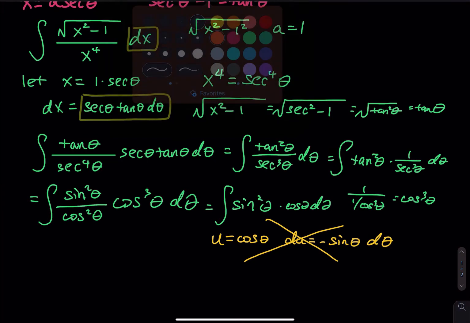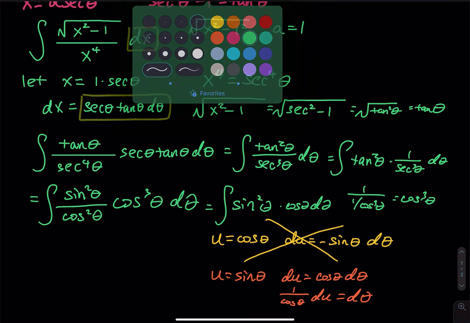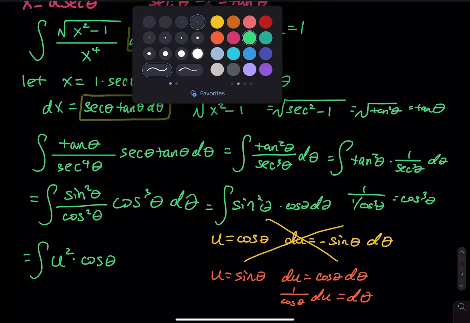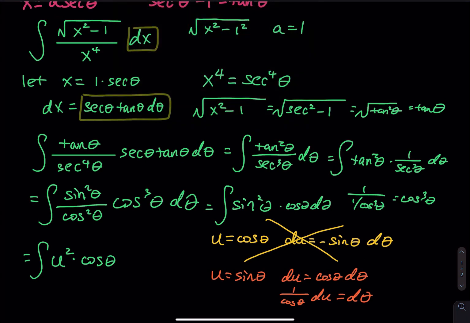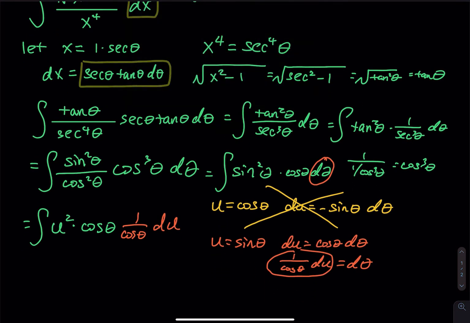How about this? Let's try u equals sine of theta. Then du is cosine d theta, then 1 divided by cosine theta du is equal to d theta. So that is going to get rid of the cosine for me, right? So let's rewrite this. First of all, we have the integral of u squared, and then the cosine is still there, cosine theta. And then we do the change of variable. So the d theta is now 1 divided by cosine theta du. As you can see, the cosine will be cancelled.